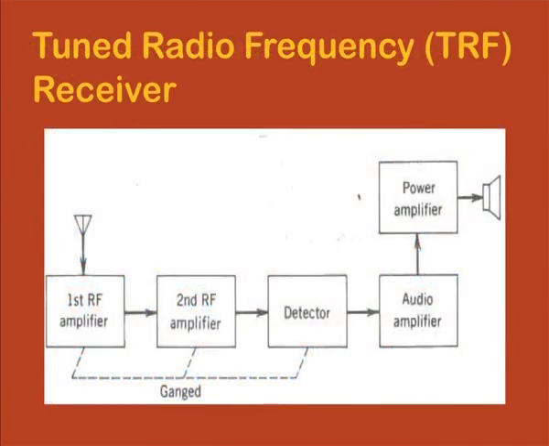In this particular slide we see the block schematic of a tuned radio frequency receiver. A tuned radio frequency receiver will have 2, 3 or more stages of RF circuit, and these are all gang tuned, and then the output of the detector is fed to an audio amplifier and then a power amplifier, which will generate a signal of the desired power level.